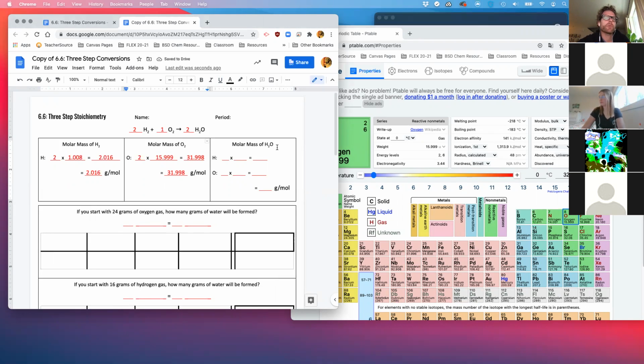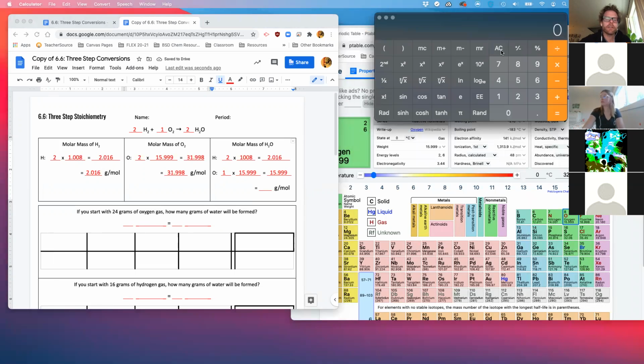Now, water is slightly more complicated. For every molecule of water, there are 2 hydrogens and 1 oxygen, and each hydrogen weighs 1.008. And you already know what that equals. It's this number right here, right? So I'm just going to copy and paste that. And I know that each oxygen weighs 15.999. So I'm going to copy that and put it right here. And that means I have 15.999. And I add these two together.